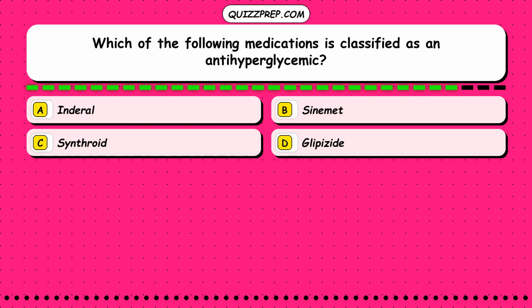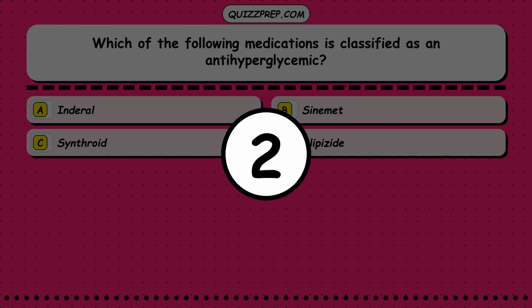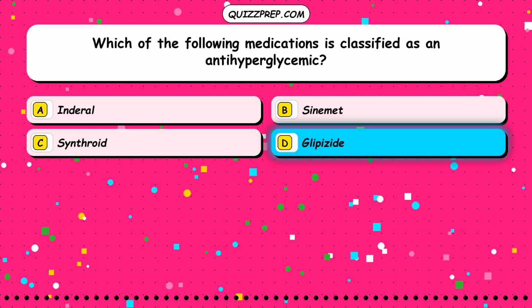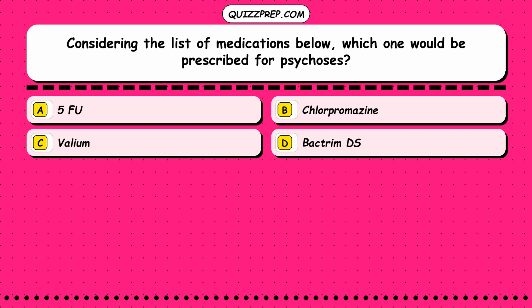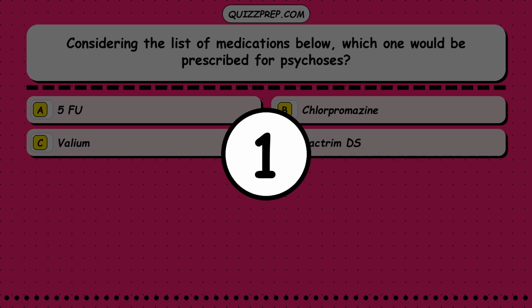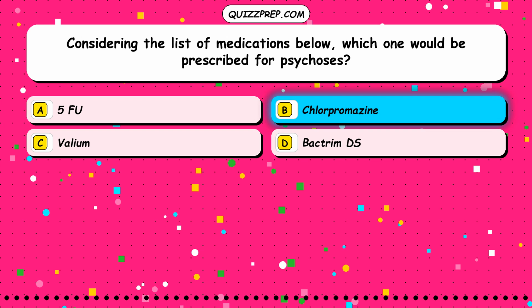Question 316. Which of the following medications is classified as an antihyperglycemic? Option A, Inderal, option B, Synmet, option C, Synthroid, option D, Glipizide. The correct answer is option D, Glipizide. Question 317. Considering the list of medications below, which one would be prescribed for psychoses? Option A, 5-FU, option B, chlorpromazine, option C, Valium, option D, Bactrim DS. The correct answer is option B, chlorpromazine.